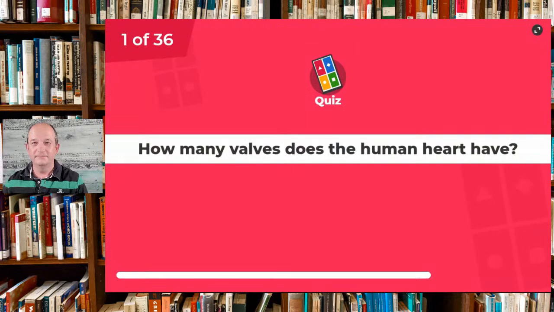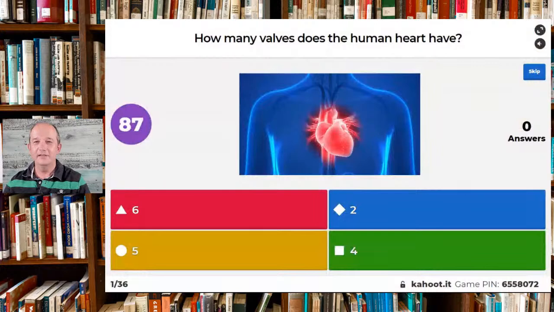How many valves does the human heart have? Has it got six, two, five, or four? What do you reckon? How many valves does the human heart have? That's hard to say, actually. I must write easier questions that I can say easier. So, the cat and the fish. You're going to enjoy one of the questions later on. So let's see. How many valves does the human heart have? Is it six, two, five, or four?